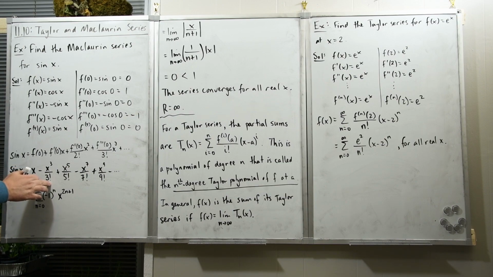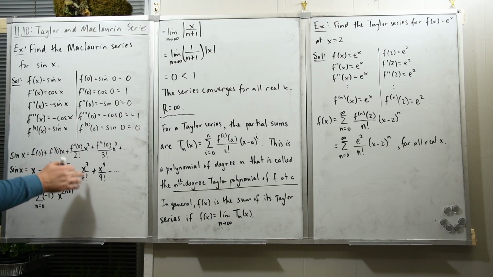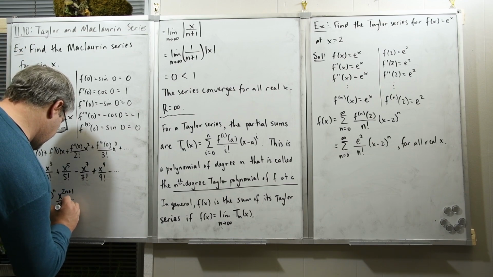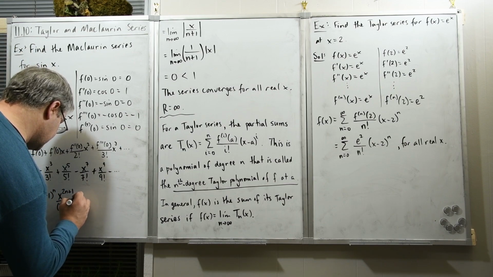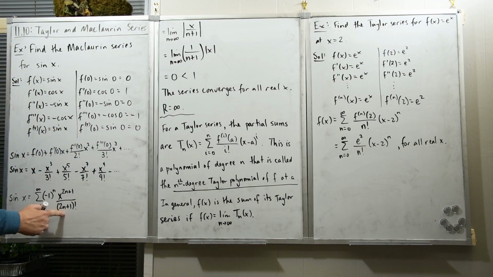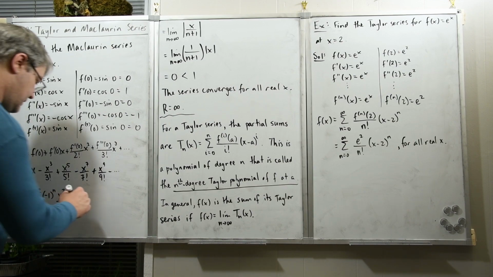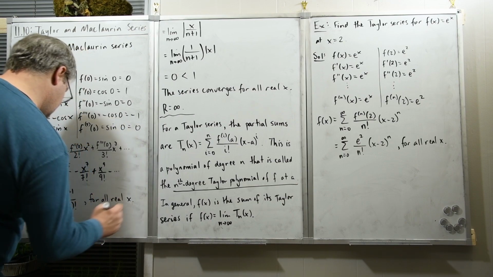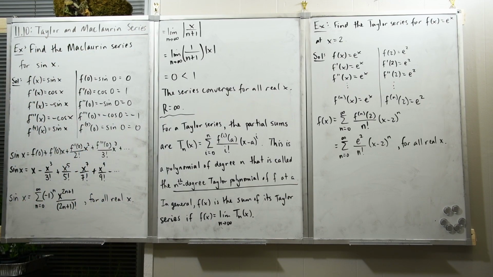And then if you think about it, the number that you see in the denominator, for example, the 3 factorial matches up with this x to the third. 5 factorial matches up with x to the fifth. 7 factorial with x to the seventh. So this x to the 2n plus 1 is always going to be over 2n plus 1 factorial, because the number down here on the bottom is going to match up with the number that you have as your power of x. And so we could actually show that this is going to converge for all real x. And so now you've got your Maclaurin series for sine of x.